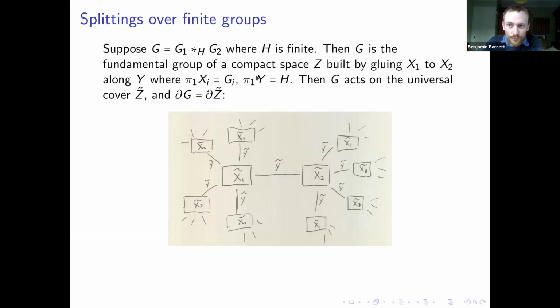And just as before, when we were talking about Bass-Serre theory, G acts on the universal cover of Z, which decomposes as a big graph of spaces.